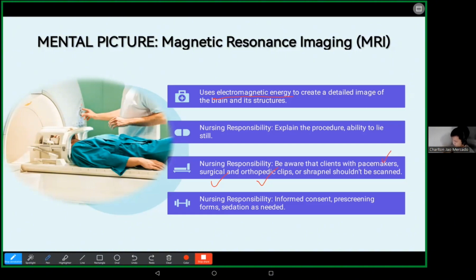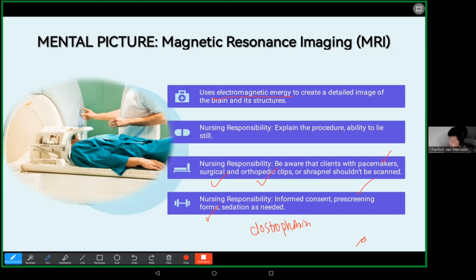Aside from that, pre-screening forms. So, kasama po yung pre-screening forms. So, usually sa pre-screening forms, nandyan kung may mga instruments, si patient, metallic instruments, may mga implants, doon natin siya ginagawa. And since this is a hollow machine, okay, we have to check for claustrophobia or phobia ng closed spaces.